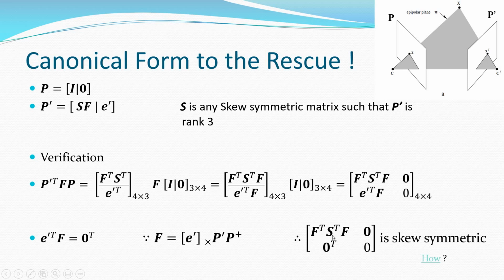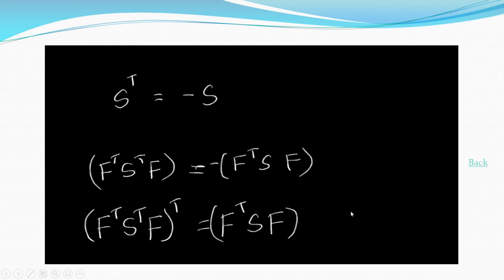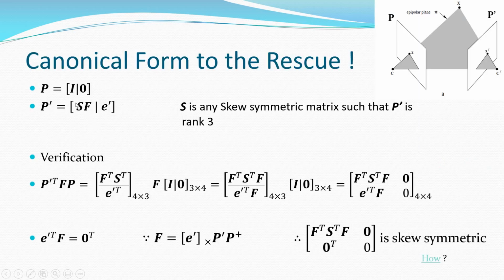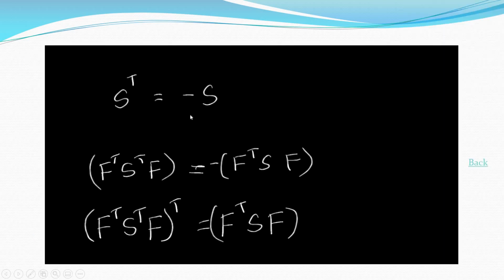Why is this skew symmetric? Let's find out. We had S as skew symmetric, that was our main goal. So S is some skew symmetric matrix, and since S is skew symmetric, it follows this condition.